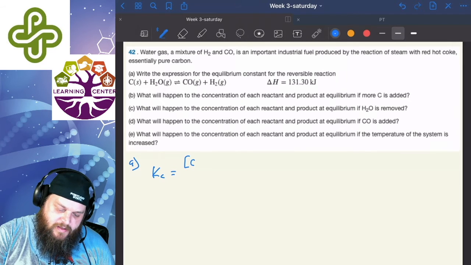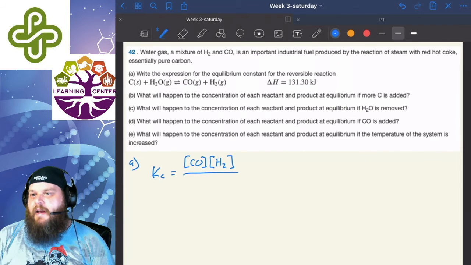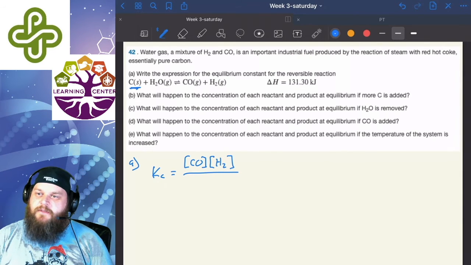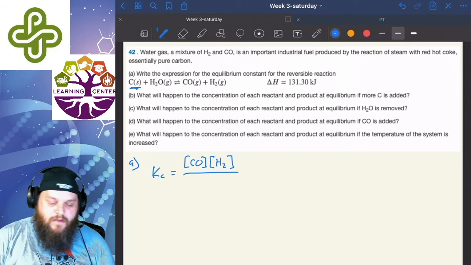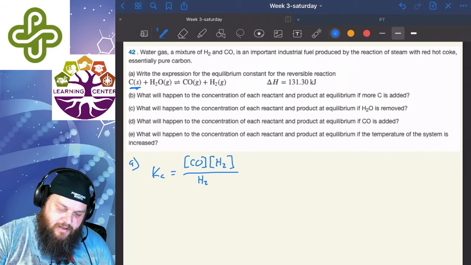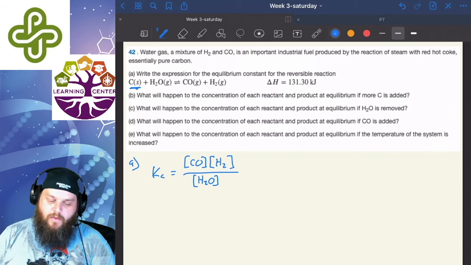We start with the CO, H2. We're going to divide that by the concentration of the reactants. But we don't count solids in that concentration, nor do we count liquids. We're just looking at gases or aqueous solutions, so those are the only things we really want to pay attention to. So in this case, just the H2O concentration at the bottom. And everything has a stoichiometric ratio of 1 to 1 to 1.